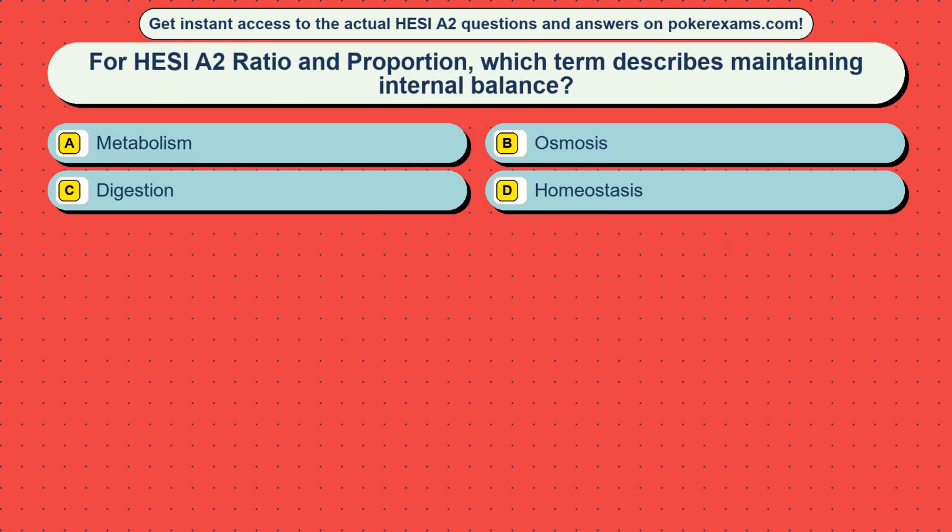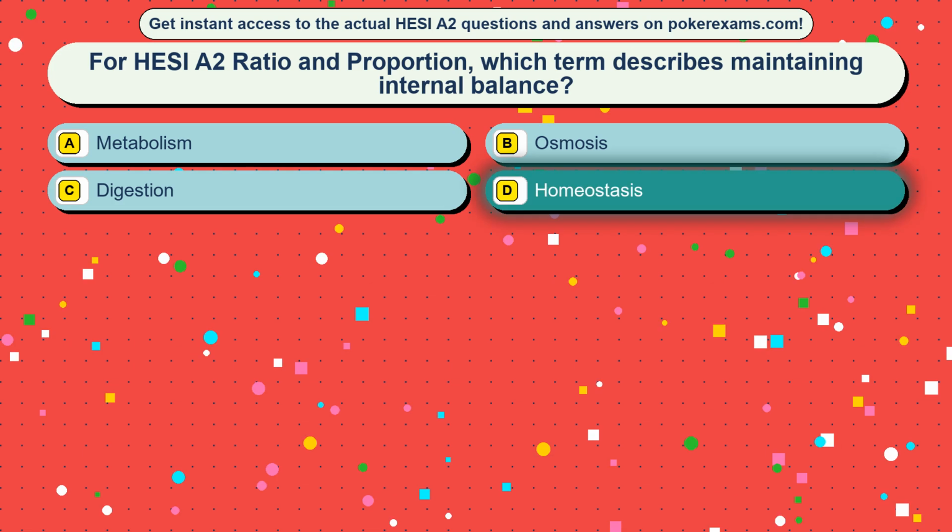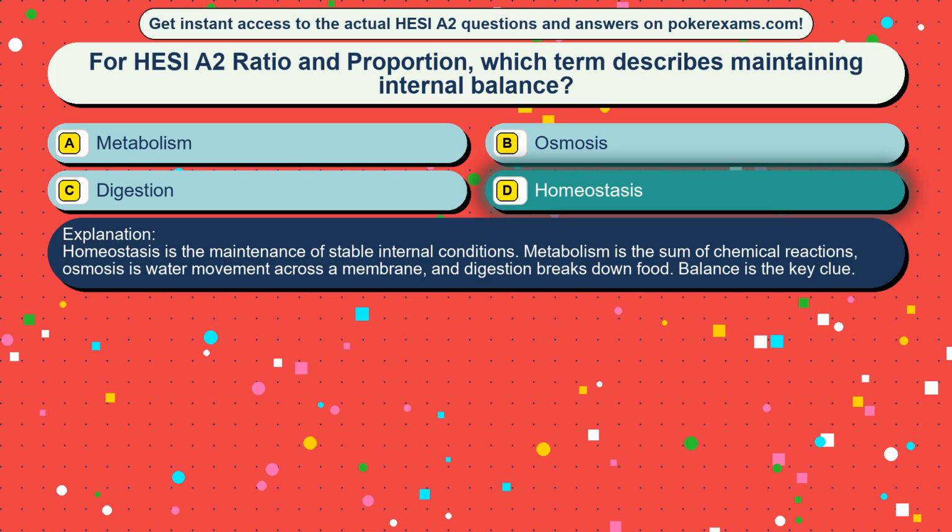Question 2. For HESI-A2 ratio and proportion, which term describes maintaining internal balance? Option A, metabolism. Option B, osmosis. Option C, digestion. Option D, homeostasis. The correct answer is option D, homeostasis. Homeostasis is the maintenance of stable internal conditions. Metabolism is the sum of chemical reactions, osmosis is water movement across a membrane, and digestion breaks down food. Balance is the key clue.